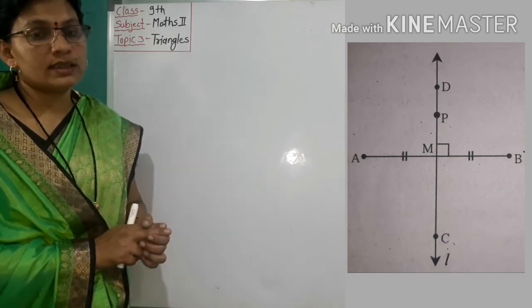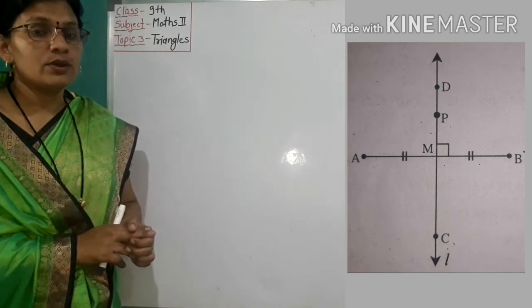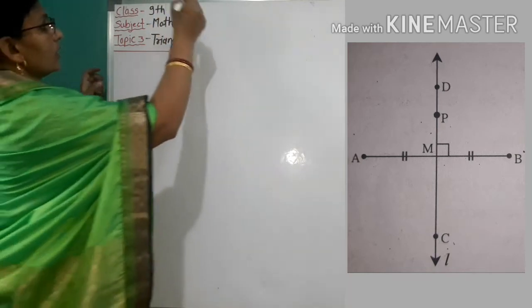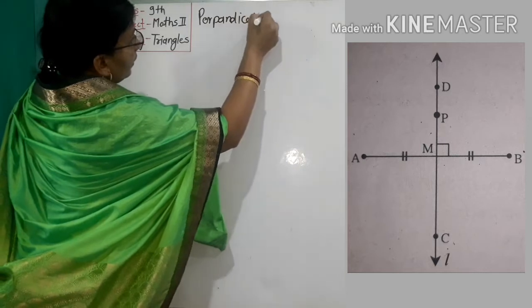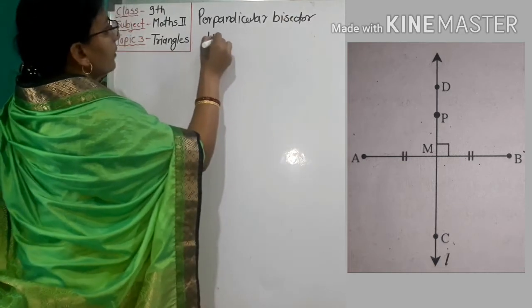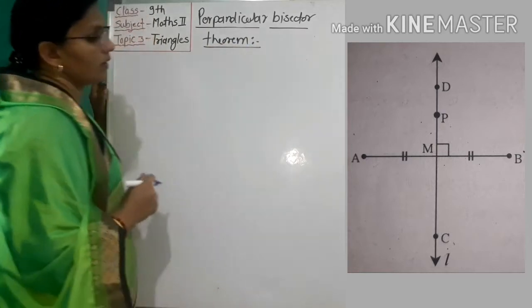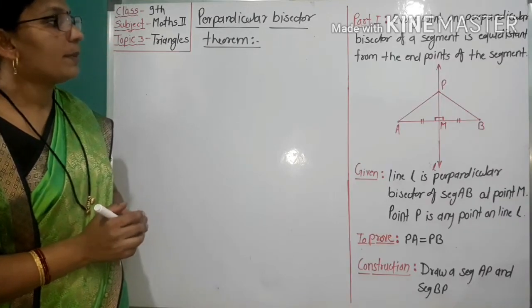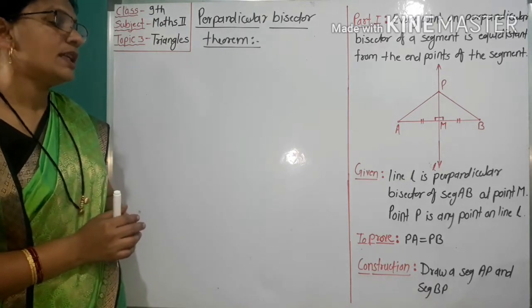These two properties are the two parts of the perpendicular bisector theorem. So let us see what the perpendicular bisector theorem is. First we prove the first part of that theorem. Part first: every point on the perpendicular bisector of a segment is equidistant from the endpoints of the segment.